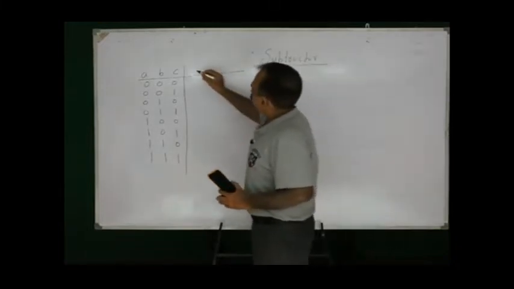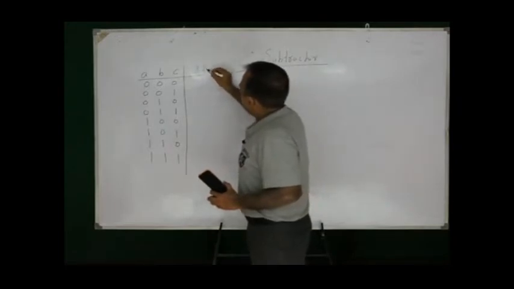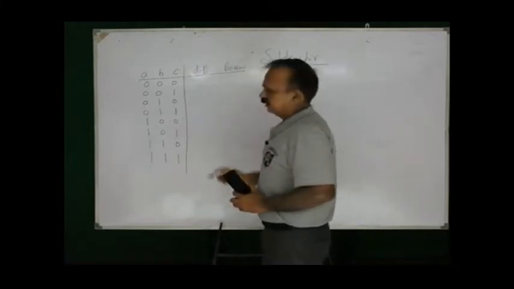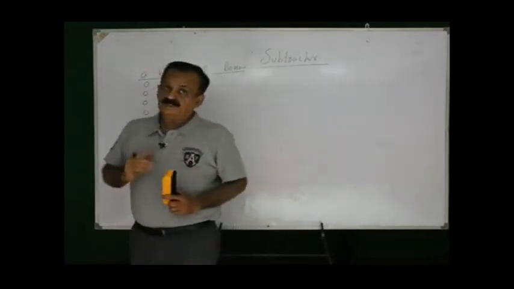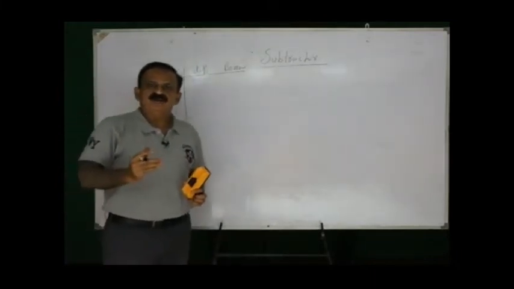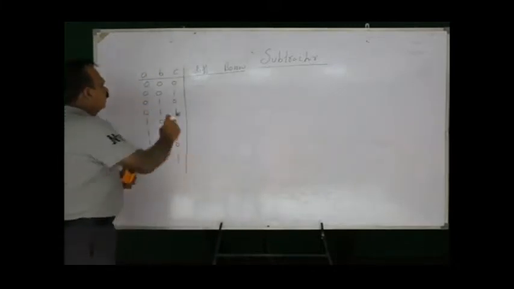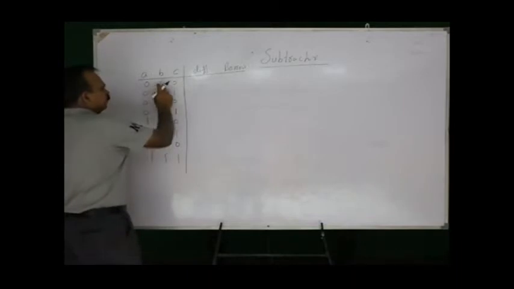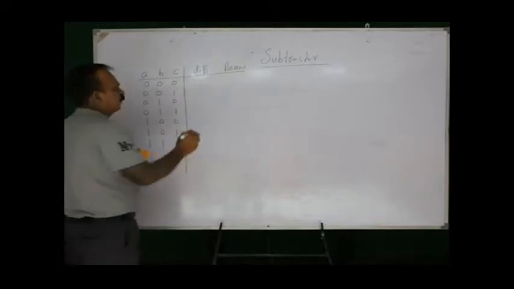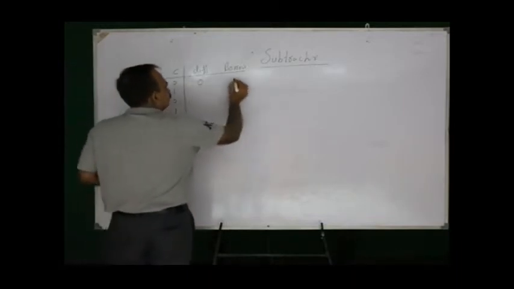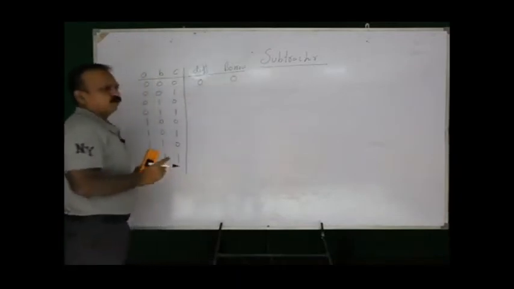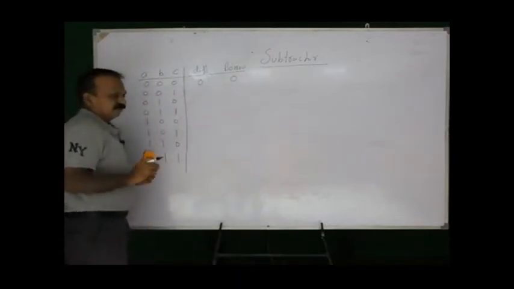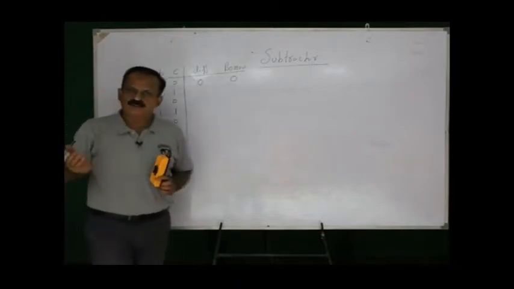Now the 2 outputs will be difference and the next one is borrow. Difference and borrow, and be sure the operation is A minus B minus C. Now 0 minus 0, it will be 0. Again 0 minus 0, it will be 0. I hope the difference is 0 as well as the borrow is 0. The next one, A minus B, the difference is 0 as well as the borrow is 0.